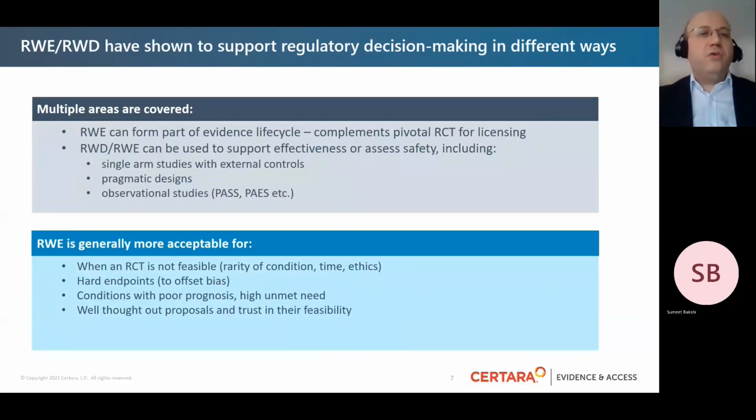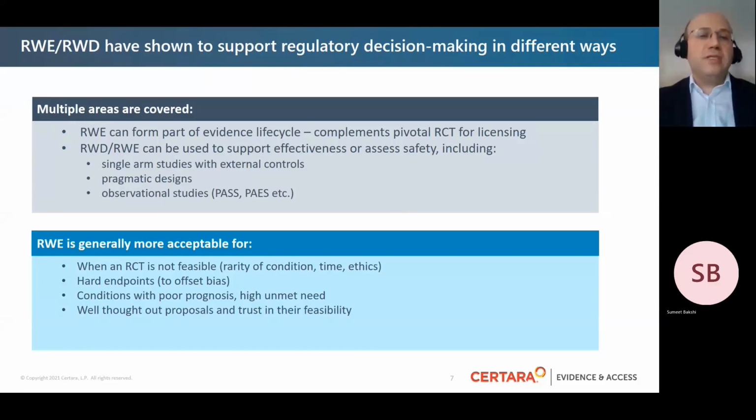Multiple areas are covered in all these guidances, and this real-world evidence can be used as part of the evidence lifecycle, for example, to complement pivotal RCTs for licensing. It can also be used to support effectiveness or to assess safety, including, for example, single-arm trials with external control, or studies with pragmatic designs, observational studies like post-authorization safety or effectiveness studies.